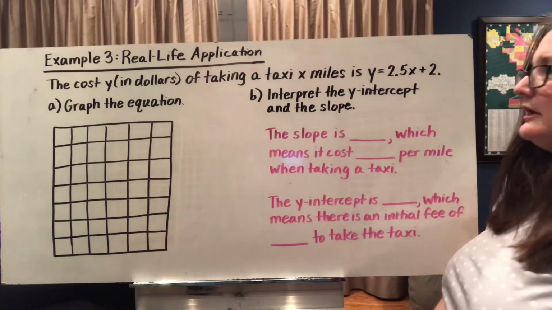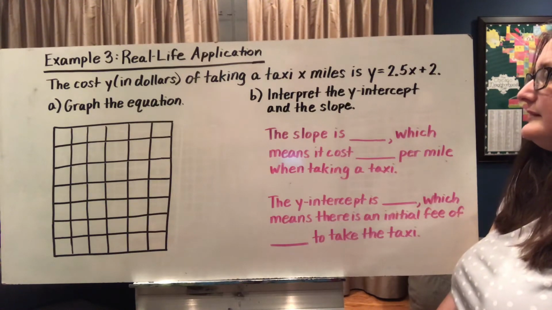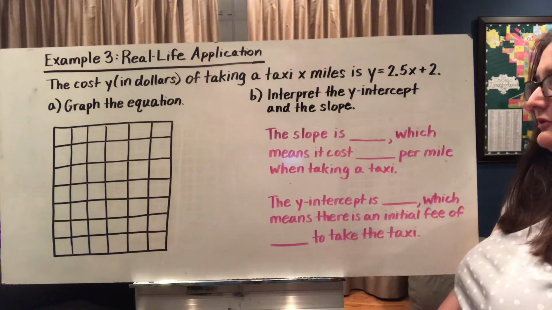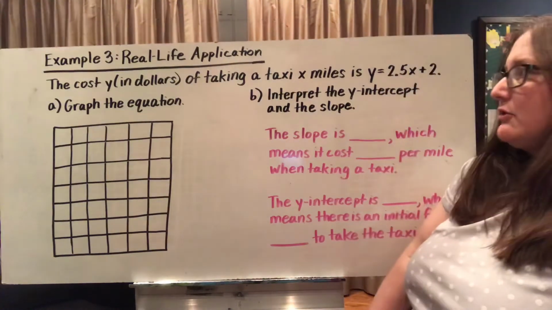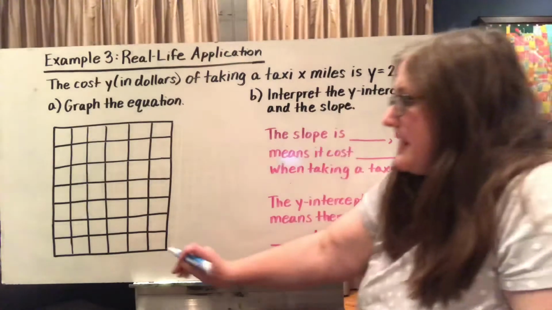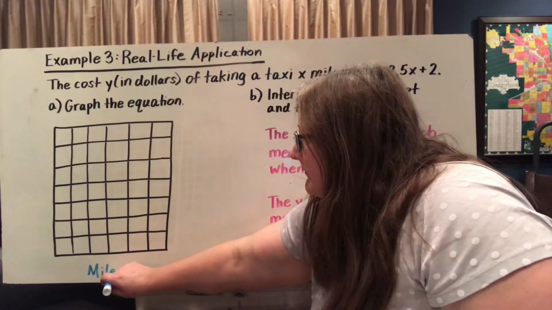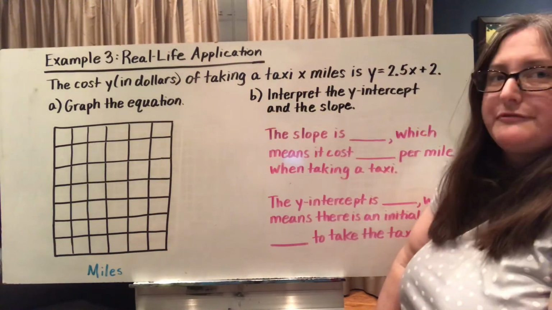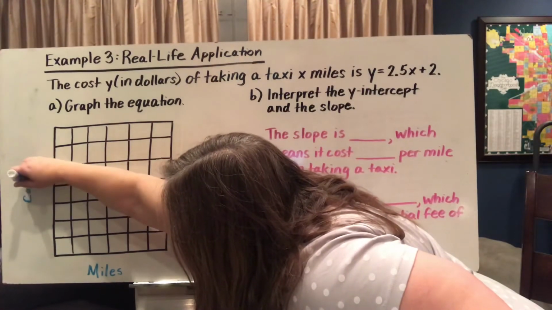Let's look here at a real-life problem. So the cost, y, in dollars of taking a taxi cab x miles is y equals 2.5x plus 2. And they're asking us to graph the equation. Well, the first thing I have to do on my graph is label my graph. So x stands for my miles. So down here, the x-axis, these are miles. And my y-axis stands for the cost I'm going to pay for my taxi ride in dollars. So this is my cost.